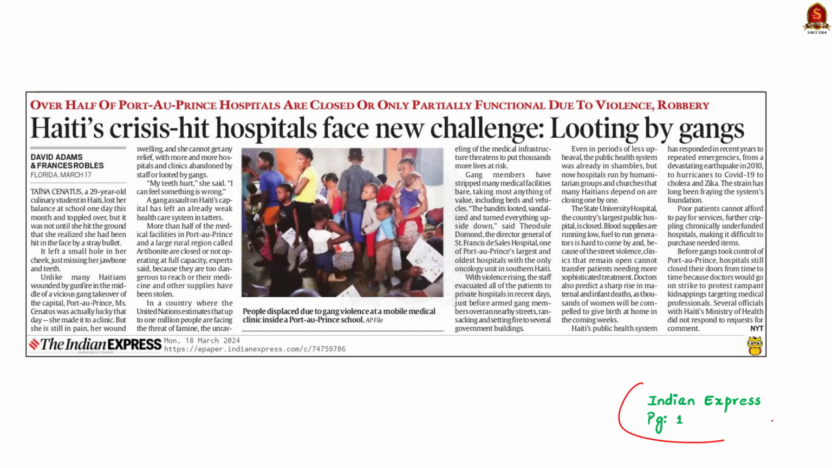The main issue is that violence and looting by gangs in Haiti, a Caribbean country, have severely damaged the healthcare system. More than half of the hospitals and medical facilities in the capital and the Artibonite region are either closed or not fully operational due to safety concerns and the thefts of medicines and supplies. This crisis has left the medical infrastructure in disarray, endangering thousands of lives in the country, which is already facing health challenges and the threat of famine.